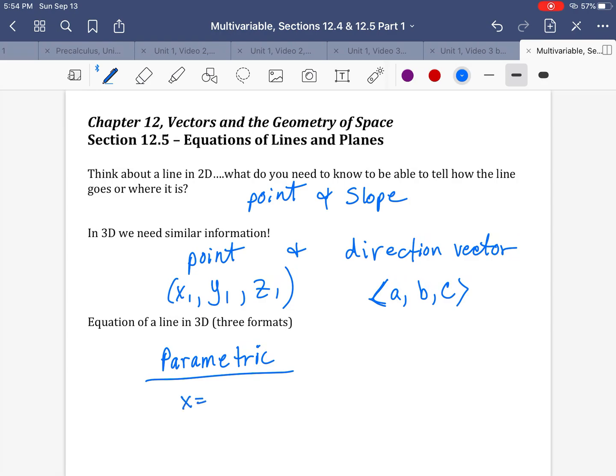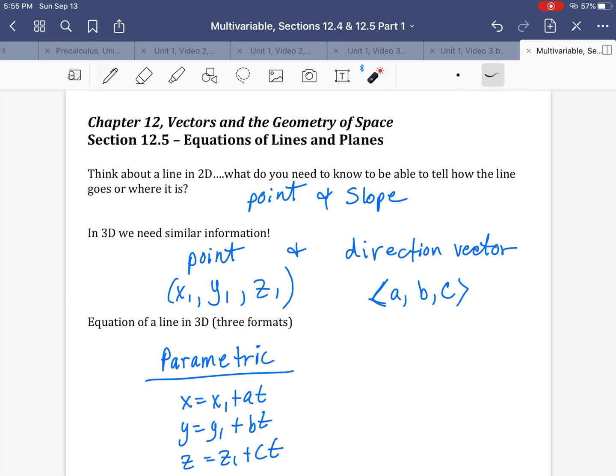So parametric form of the equation of a line is x equals x1 plus at. So t is your variable that is in all of these things that's just going to stay there. So we'll show you in a minute. So y equals y1 plus bt, and z equals z1 plus ct.